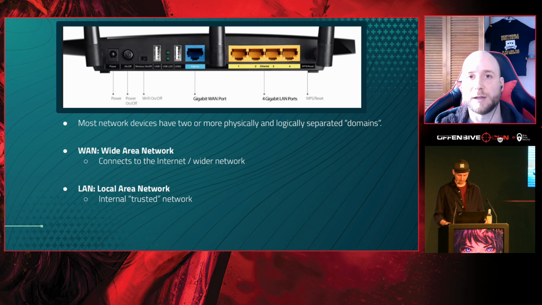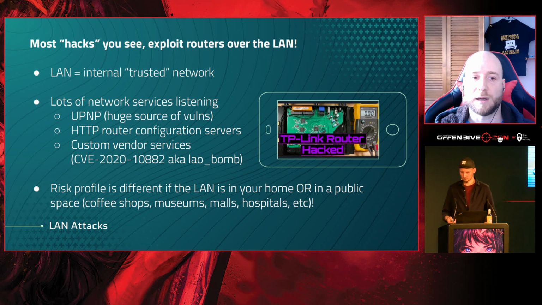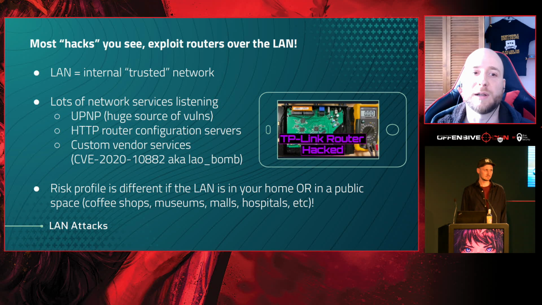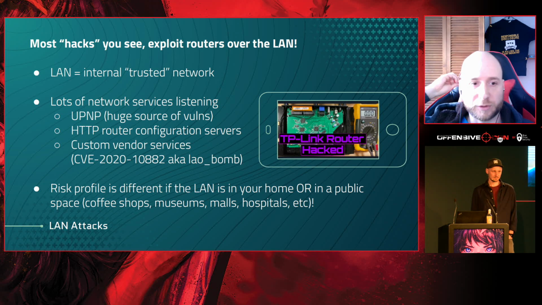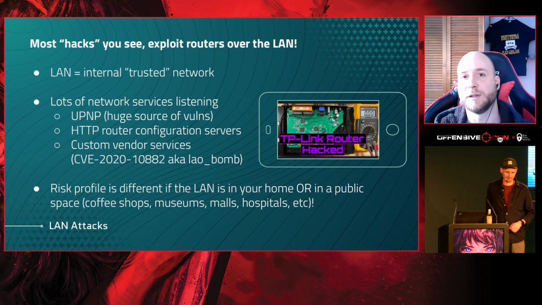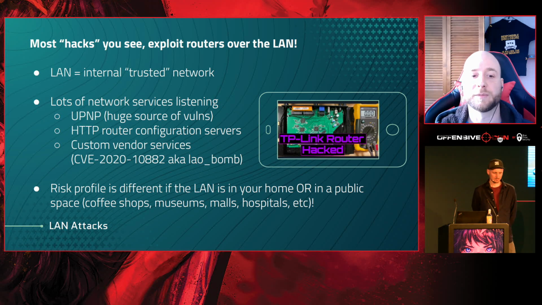Obviously, the LAN is a trusted domain, or a more trusted domain than the WAN. And most hacks that you see, most exploits, are for the LAN. As I said, this is the internal trusted network, so it has a lot of services listening. Stuff like UPnP, which is a huge source of vulnerabilities. There's the HTTP configuration server. There are custom vendor services, of which we have an example here. As you can see, this is one of our videos. We encourage you to check it out. It's a command injection in a custom vendor service.